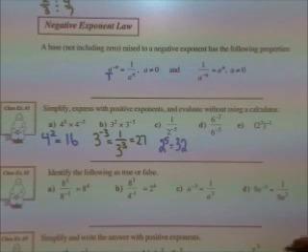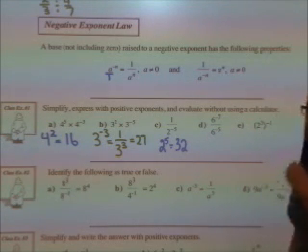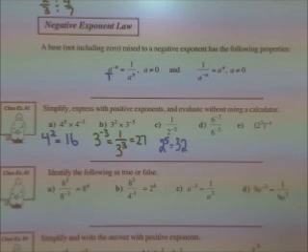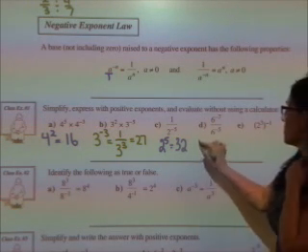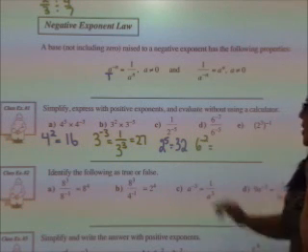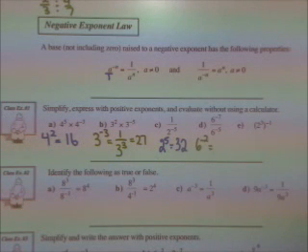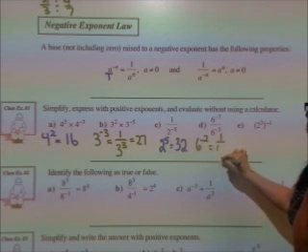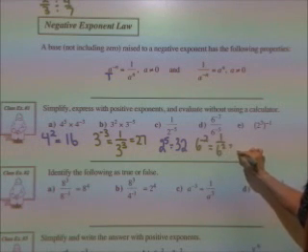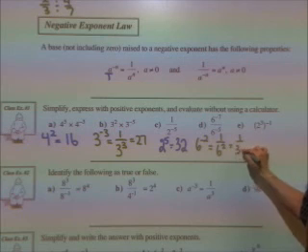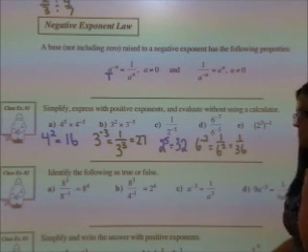Okay? If we look at D, 6 to the power of negative 7 divided by 6 to the power of negative 5. I subtract the exponents. Negative 7 minus a negative 5 gives me negative 2. How do I make that a positive 2? 1 over 6 to the power 2. And what is 6 squared? 36. So I get 1 over 36.